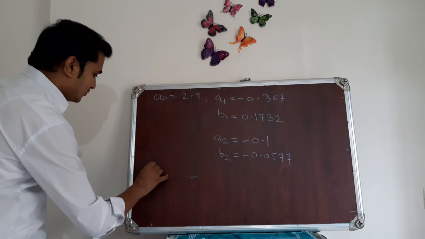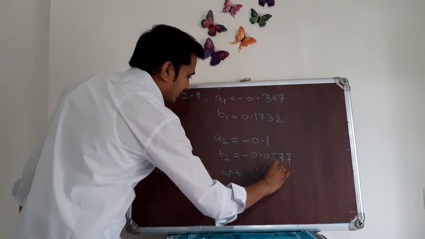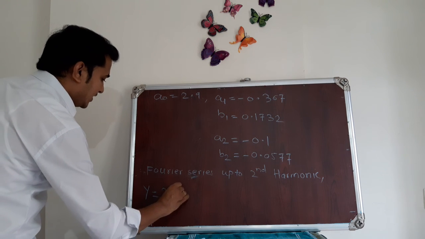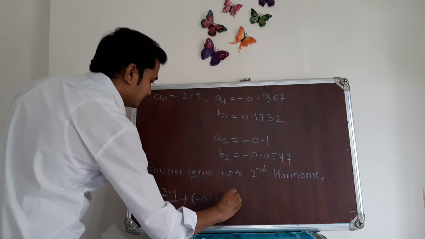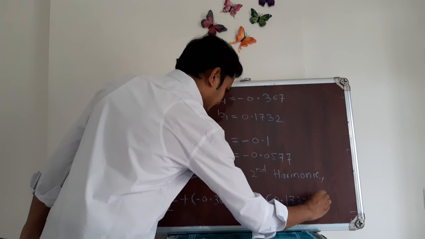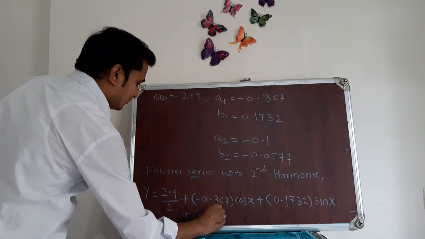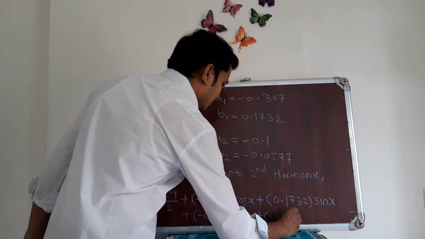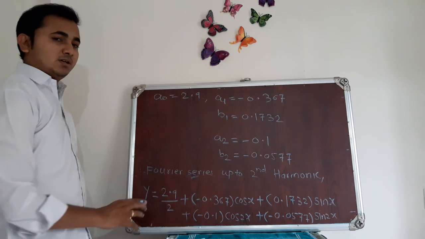So at the end you need to write the Fourier series up to second harmonic. The Fourier series up to second harmonic is y is equal to a0 by 2, so 2.9 upon 2, plus a1 cos x, so minus 0.367 cos x, plus b1 sin x, 0.1732 sin x, plus a2 cos 2x, so minus 0.1 cos 2x, plus b2 sin 2x, so minus 0.0577 sin 2x. Alright, so this is what we want.